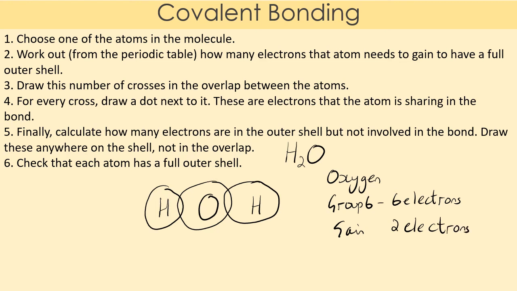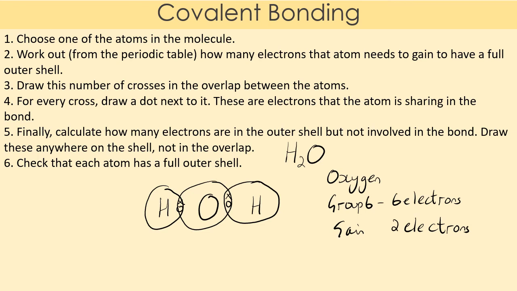And we're very lucky here. We have 2 spaces that we can add them in, so I'm going to add 1 in each. I'm going to draw a cross in each one, and then draw a dot next to it. That is my steps 3 and 4 done.